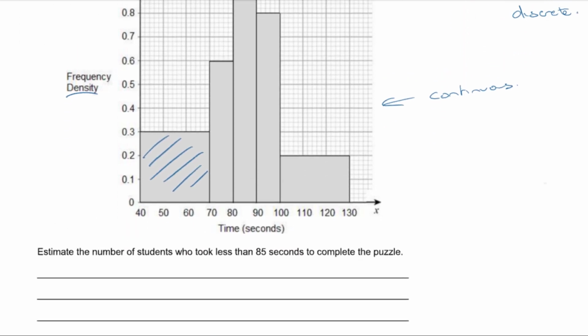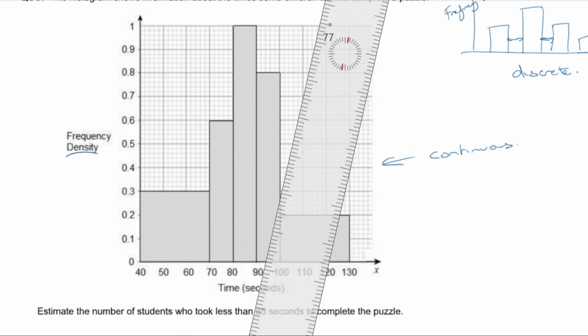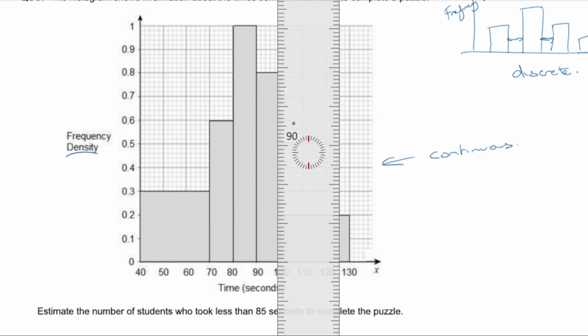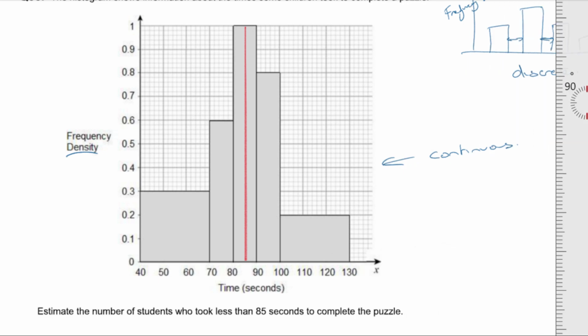Okay, so estimate the number of students who took less than 85 seconds to complete the puzzle. So 85 is kind of smack bang halfway between the tallest bar there, isn't it? So I'm going to divide this bar in two. Yeah, 85. So what we want is we want all of the bars to the left of that cut-off line. They're the ones who took less than 85 seconds. So all of these guys took less than 85. These guys took less than 85, plus the left-hand side of this bar.